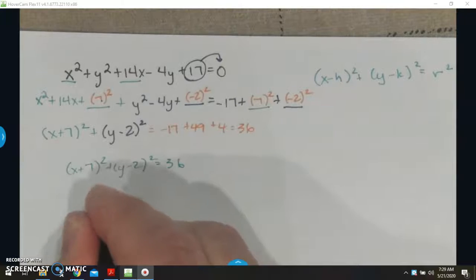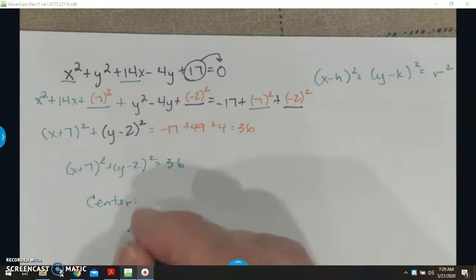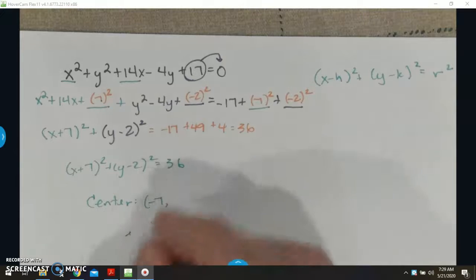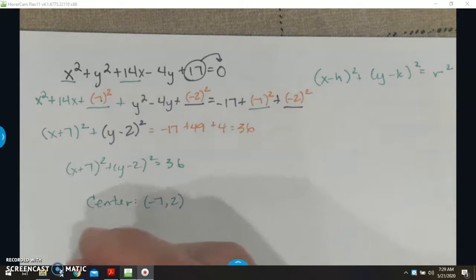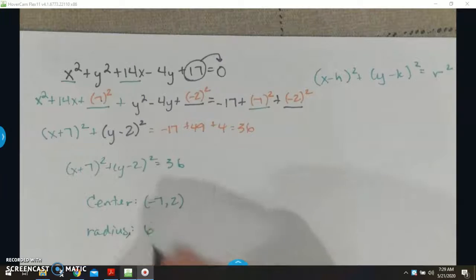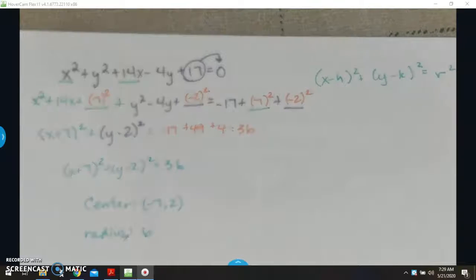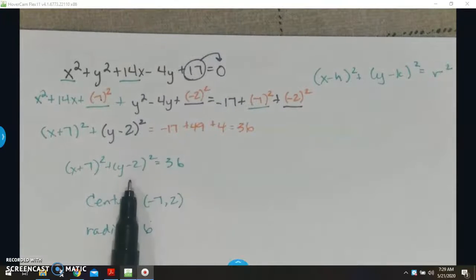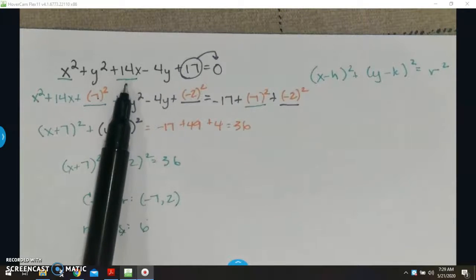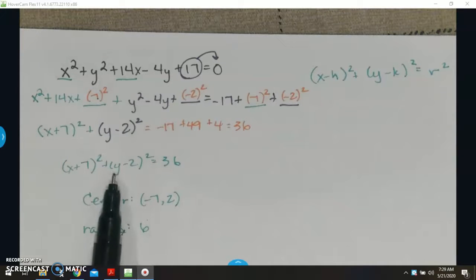From here, you should be able to pick out your center. Your center will be the opposite of 7, so negative 7, and the opposite of negative 2, which is positive 2. And your radius will be 6. If you look at it, this form is exactly the same form as this form. That's the idea of what we're getting into. This is what's known as general form, and this is standard form. That's the form we're trying to get into.